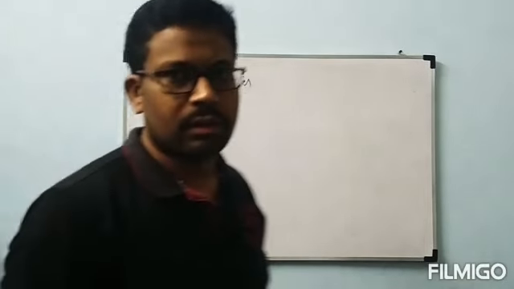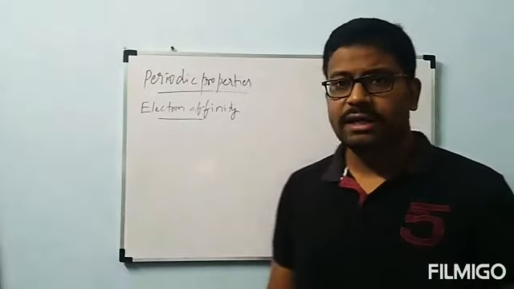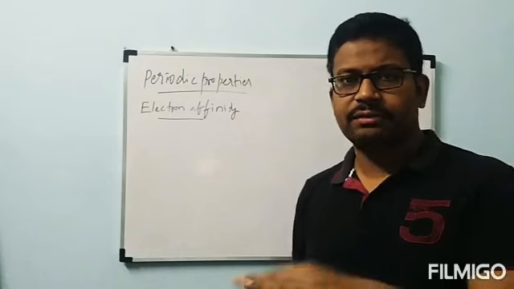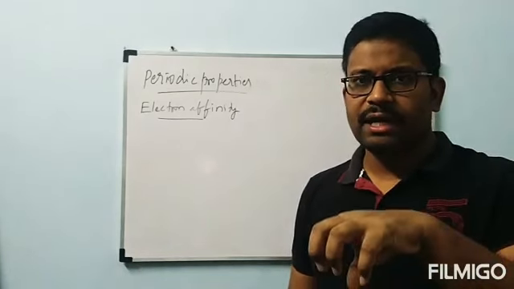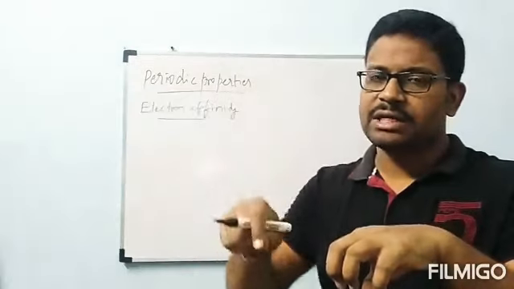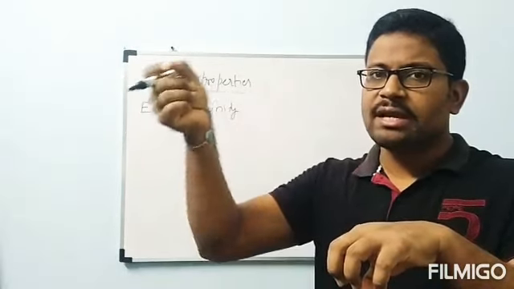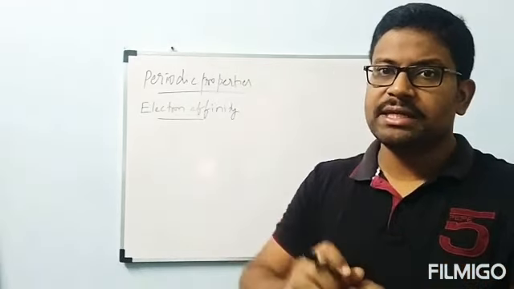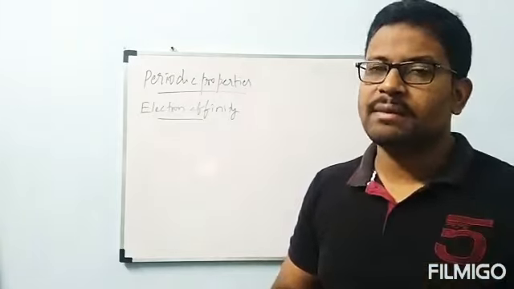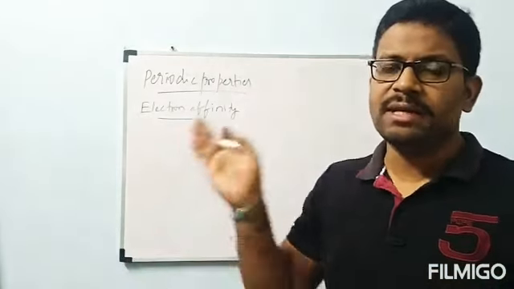Electron affinity. It is opposite to ionization energy. When a neutral isolated gaseous atom attracts an electron, the electrons already present apply repulsion on that newly coming electron. Because of that, energy will be released.